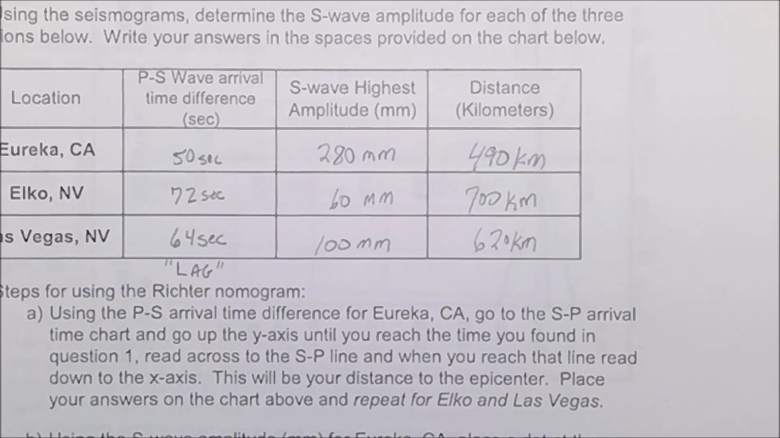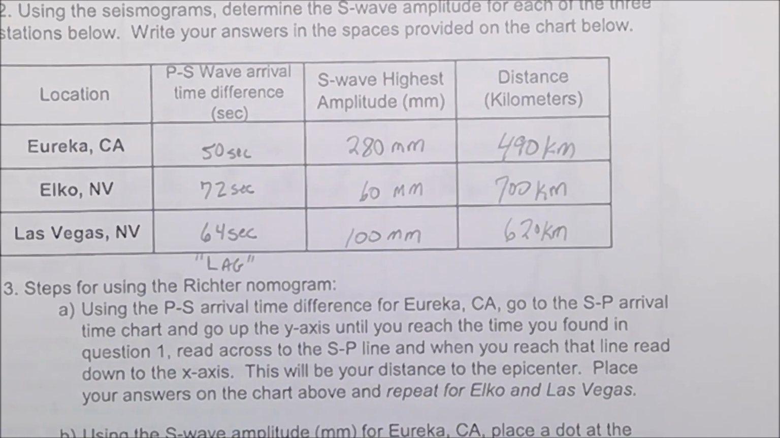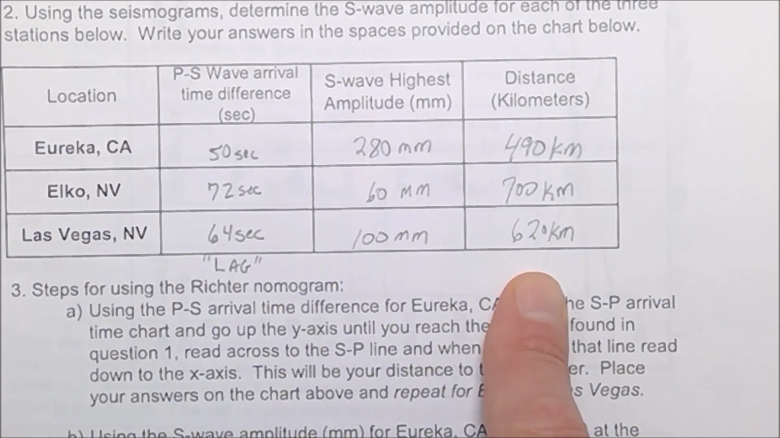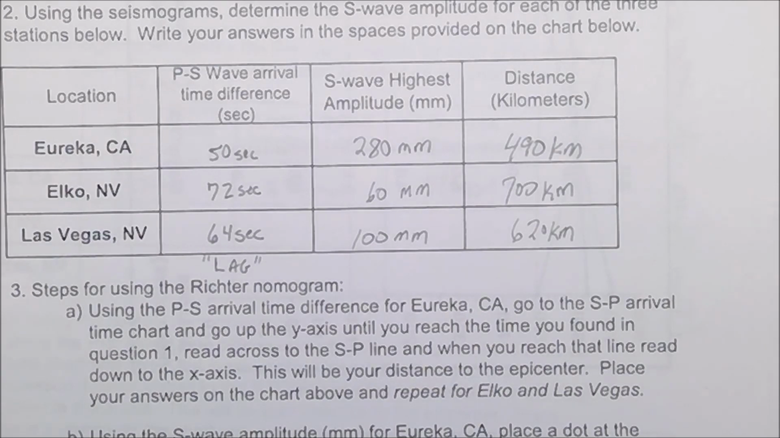All right. Based on your calculations, you should have gotten approximately these values for Eureka. We did that together. Elko was a 72-second lag. The amplitude was 60, and I got 700. Las Vegas was 64 seconds and 100 millimeters. So when I did that calculation, I got 620.